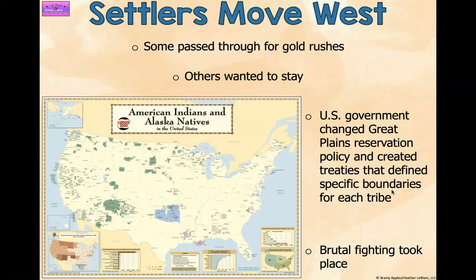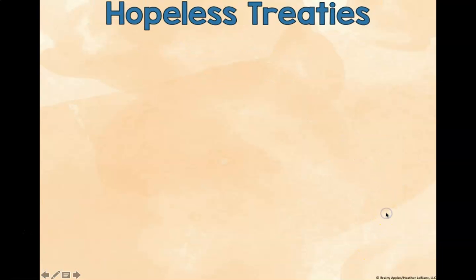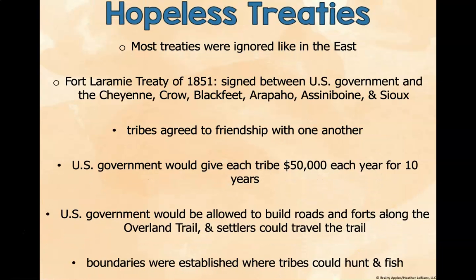So what's going to happen is, at some point in time, obviously, we have the California Gold Rush, where everybody wants to move out to California to try to make money because they've discovered gold. Some passed through for the gold rush, so some people went straight through the Midwest to California, but other people wanted to stay. So what happened then? The U.S. government changed the Great Plains reservation policy, and they created treaties that defined specific boundaries for each tribe. But what happened is brutal fighting took place. Most treaties were ignored, like in the East.